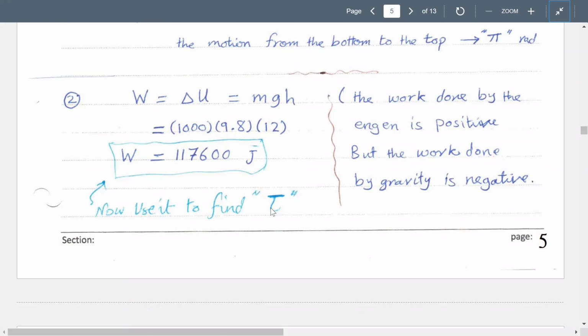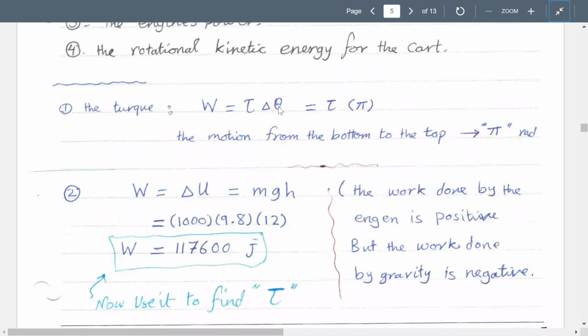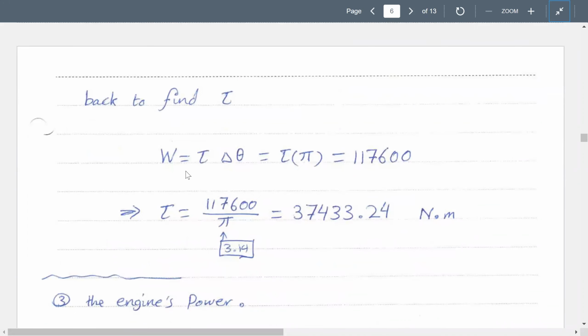Now we can use it to find tau. Theta is given, pi. The work is found now. We can find the torque. Now to find the torque, the work is equal to the torque multiplied by pi, which is this value, we found it. So the torque, divide over pi both sides, the torque is equal to 37,400, and this value is Newton multiplied by meter, I'm sorry. Pi is 3.14. You need to put that.